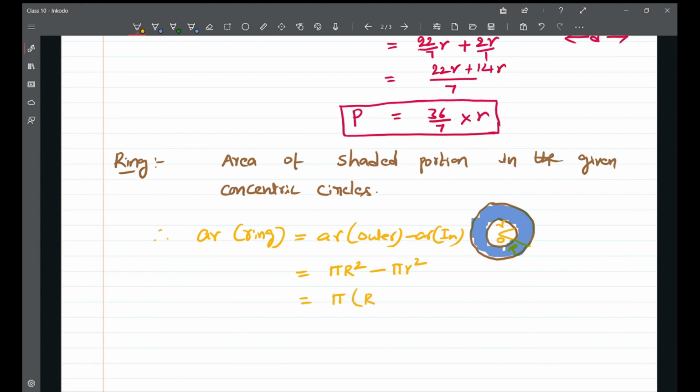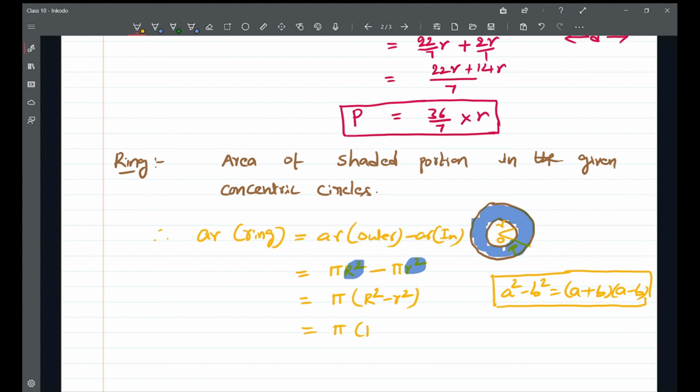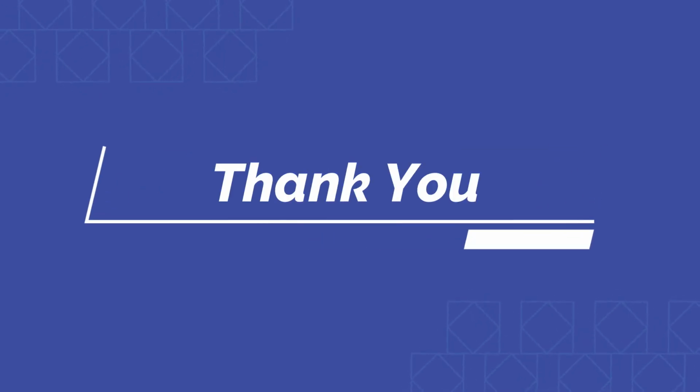So pi taken outside, so we can write capital R square minus small r square. So here we can apply identity. A square minus b square equal to a plus b multiply a minus b. Try to apply the identity so that calculation will be more easier. So pi multiply capital R plus small r multiply capital R minus small r square units. I think all of you know area will be in square units. In next video we will solve exercise number 12.1.